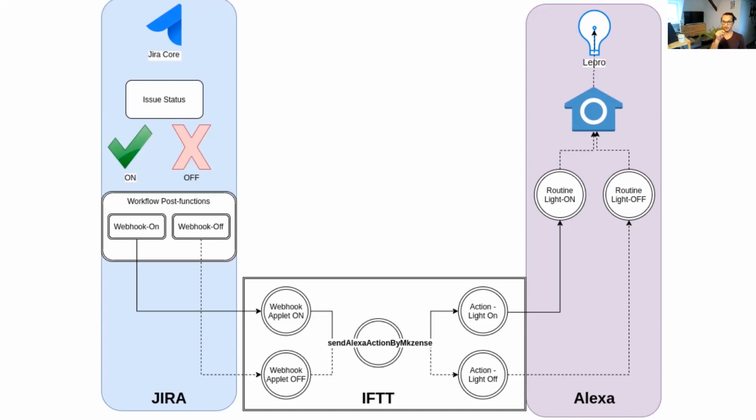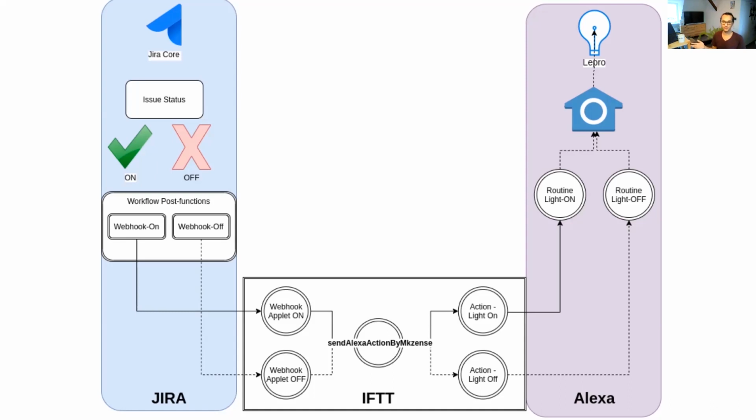When we trigger a post function, it will trigger a webhook, which will communicate with IFTTT. In IFTTT, we need webhooks, and we need the Send Alexa Action by MK10s. Both are IFTTT services, which you can use for free. Once that webhook service within IFTTT gets triggered using that webhook within Jira, it will communicate with the Send Alexa Action, and it will then trigger a routine in Alexa. A routine in Alexa is just a combination of events and actions. So you'd say, if I receive the action light on trigger, then I would turn the light on. That's the idea, basically.